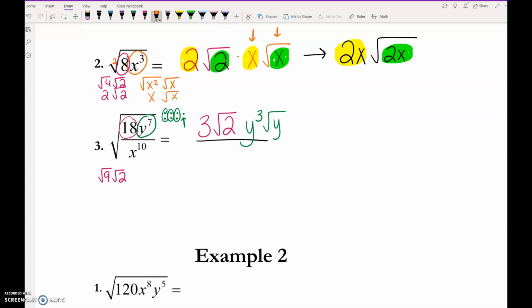On the bottom, square root of x to the 10th. How many groups of 2 are there in 10? 5. So x to the 5th. Now we just need to clean up this answer. 3y to the third square root of 2y over x to the fifth.